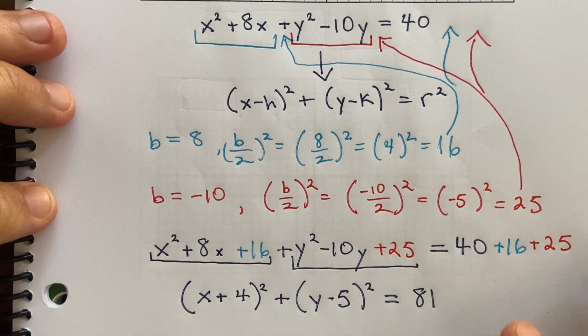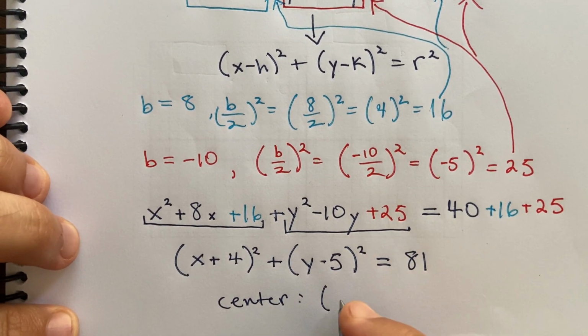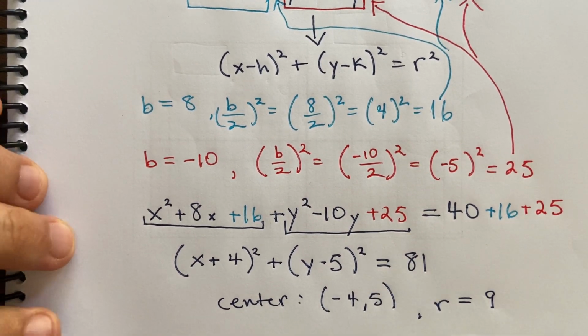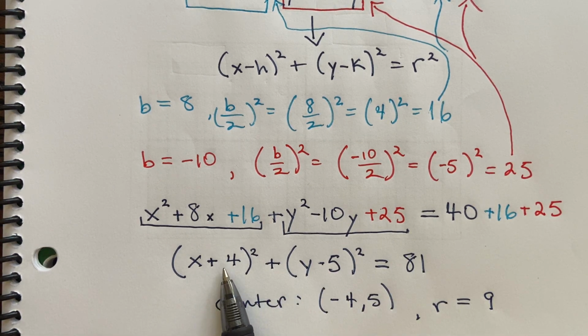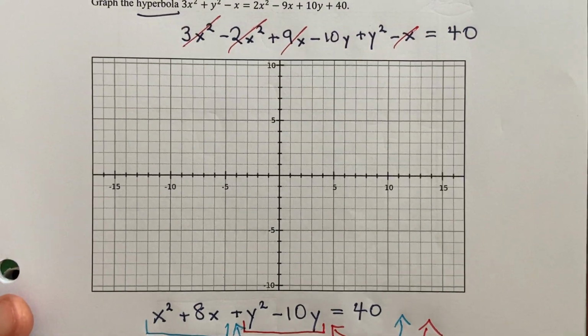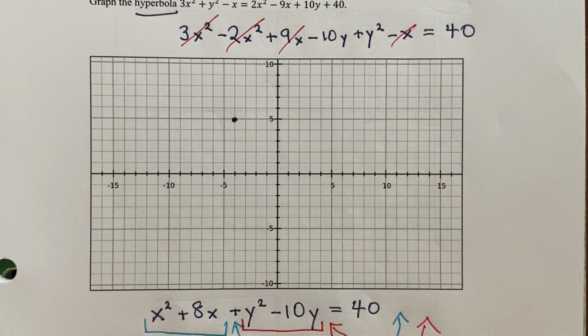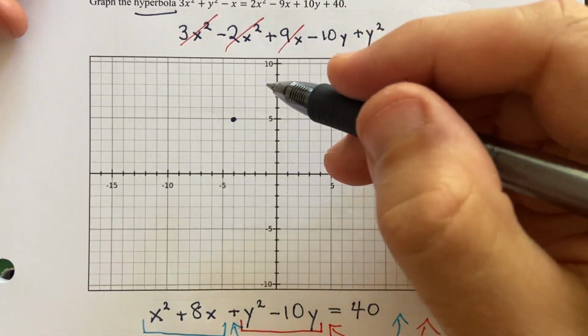So I have that we have a circle centered at negative 4, 5 with radius 9, right? We always take the square root of whatever number is sitting here and we take the opposites of what we see here. So center negative 4, 5. And then a radius of 9. Not loving that, just because I have to count 9 now.